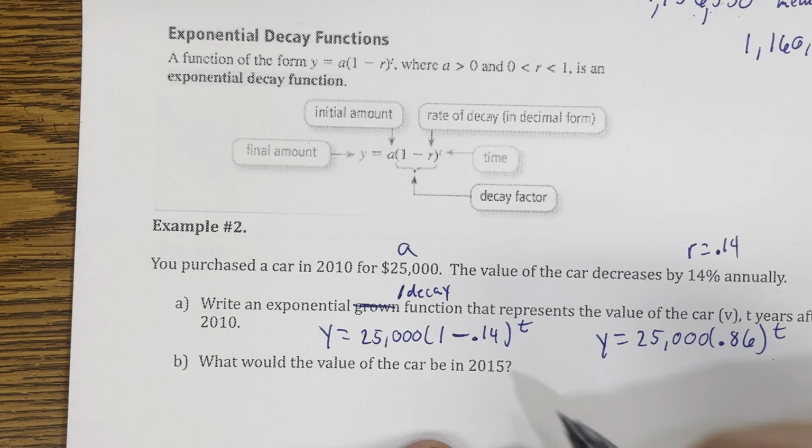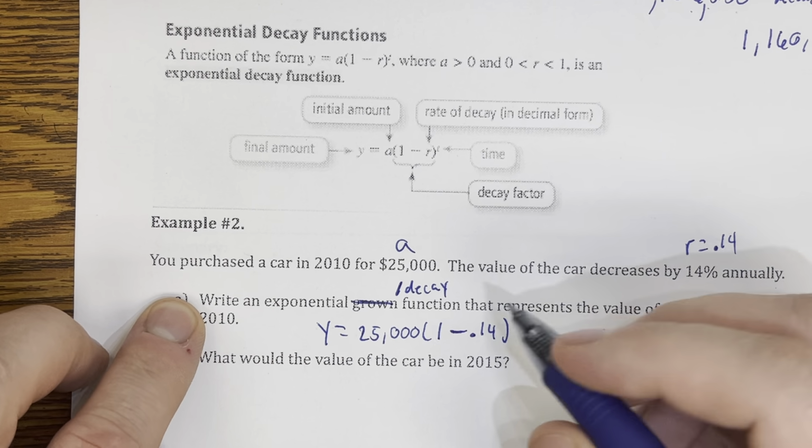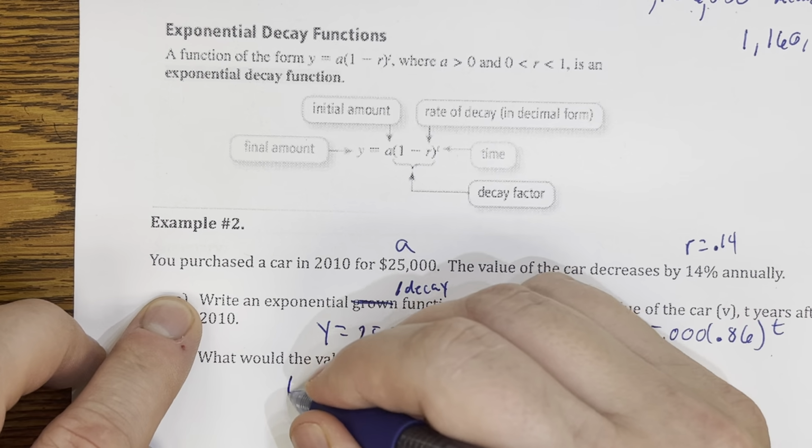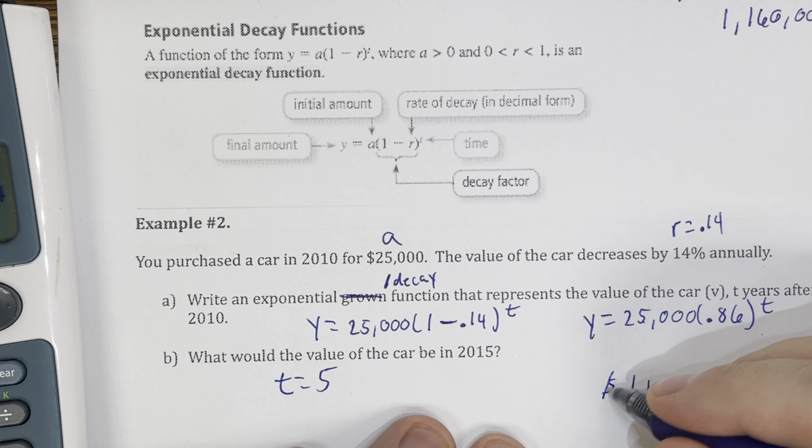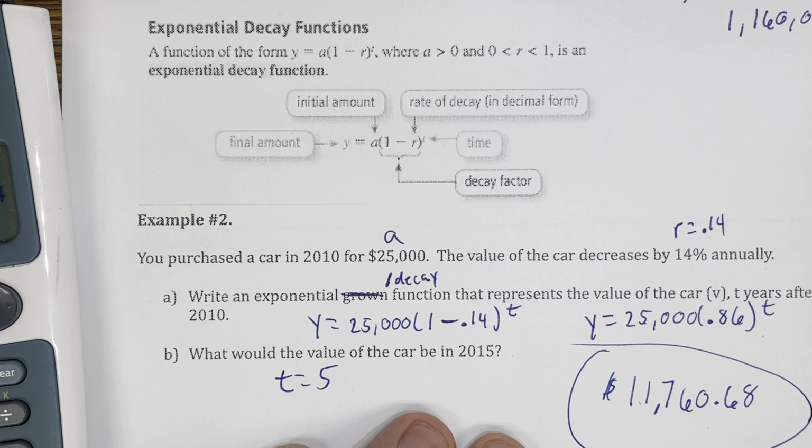All right. Now it says, what's the value of the car in 2015? So 2010 to 2015, t is equal to 5. 5 years. Got to plug it in. So 25,000 parentheses 0.86. Close it. Raised to the 5th. So, in 5 years, my $25,000 car decreased to a value of $11,000. Unfortunately, that's pretty accurate. So, don't expect to be making money off brand new cars.